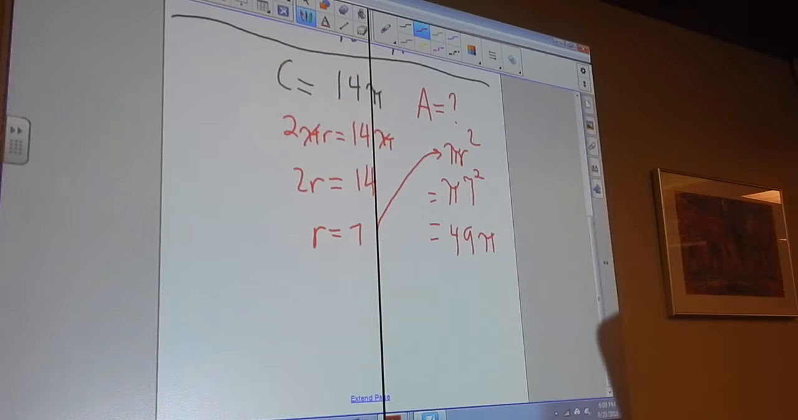Okay. Yeah. I'm gonna go real quick and chill right there. Take a 2-minute break real quick. I'll be right back. Circumference of 16 pi. And again, you gotta find the area.